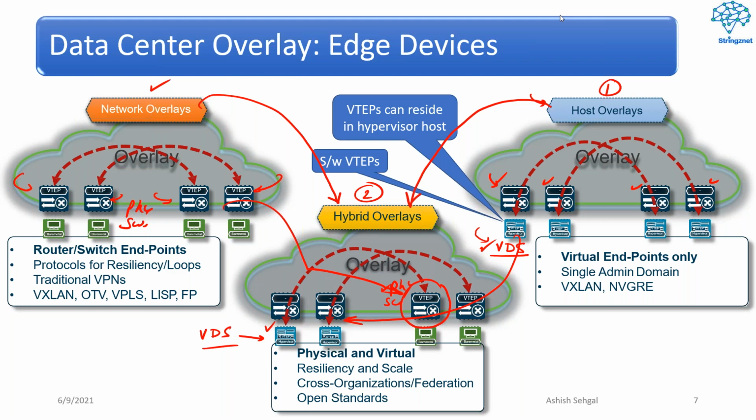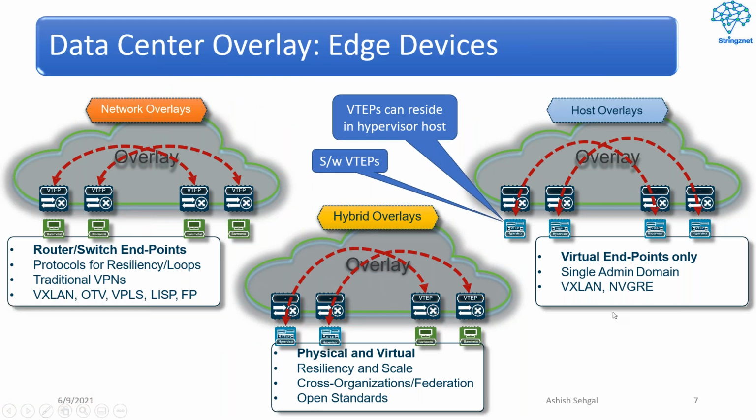So in the host overlay, we're forming a tunnel between the two hosts, which have the VTEP. It can be a host system, a virtual machine, a virtual switch, or a virtual router. Not any device in virtual form, though. The device needs to be capable of VXLAN configuration. Okay.